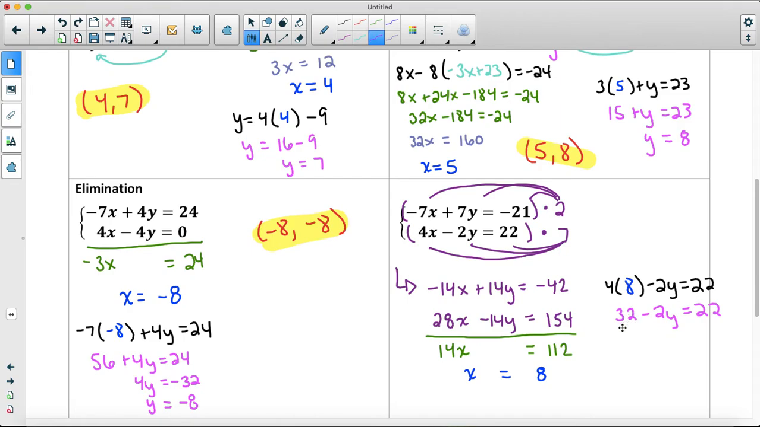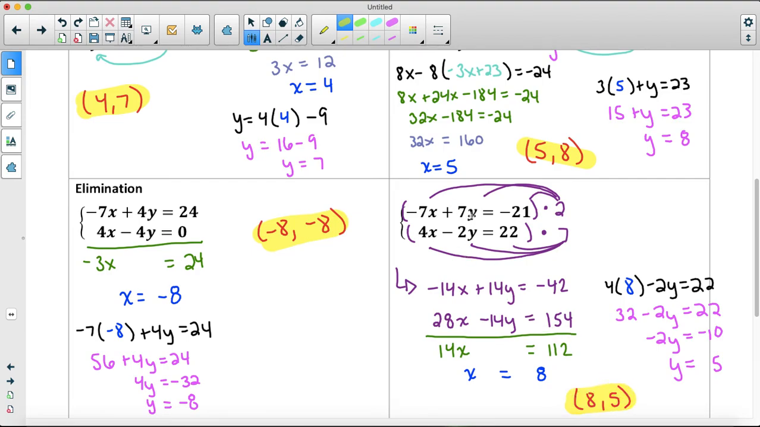We'll subtract the 32 to the other side, so we'll have negative 2y is equal to a negative 10. And then we'll divide by that negative 2, so we'll have y is equal to negative 10 divided by a negative 2 is a positive 5. So our x value is 8 and our y value is 5. So our answer is 8, 5, because this is the coordinate at which these two lines would intersect.